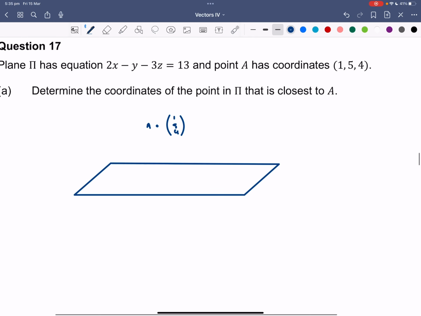Okay. Now, what do you guys know about the plane? What information do we know about the plane? We know that the equation of the plane is r dot (2, -1, -3) is 13. So the information that we have about the plane is the normal to the plane. The normal to the plane is given by (2, -1, -3). Which means that I can now create a line like such.